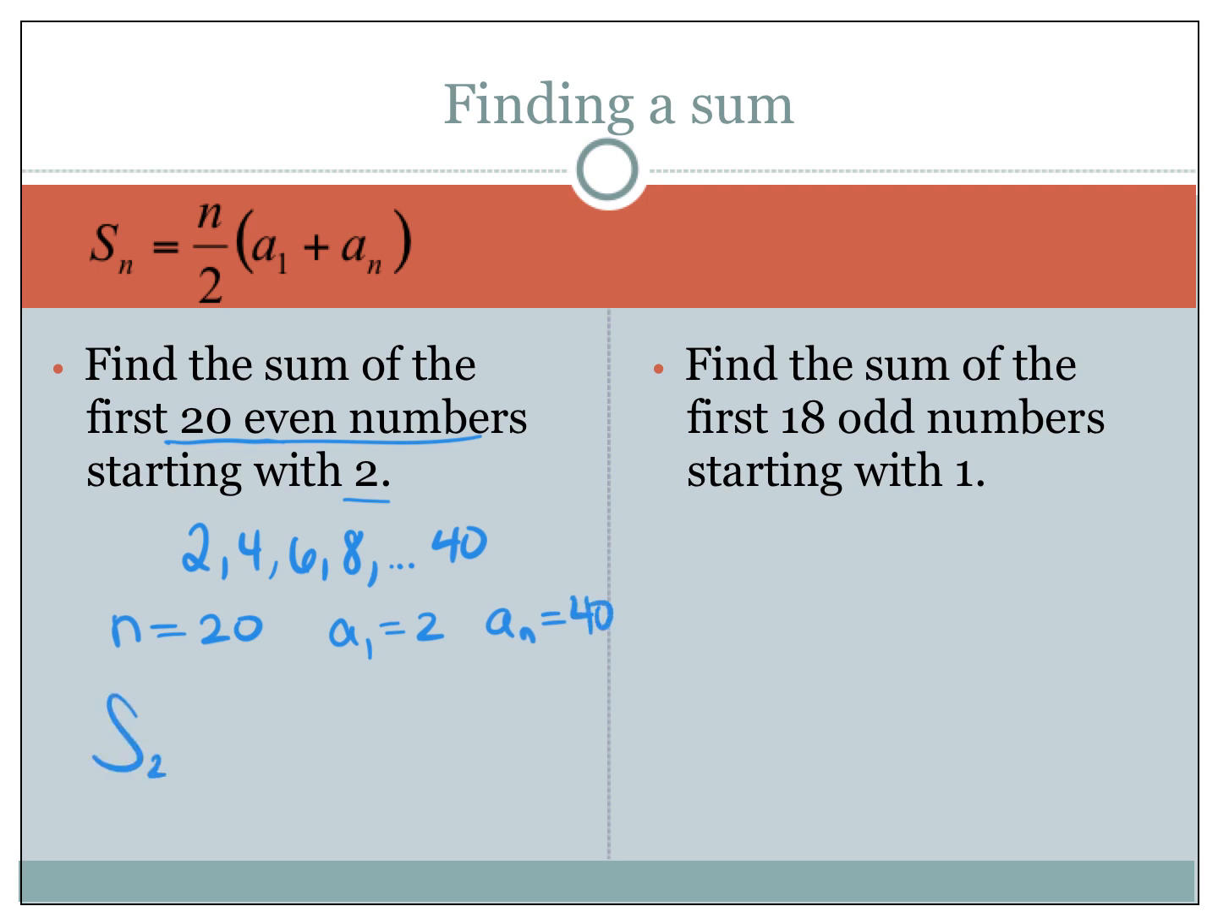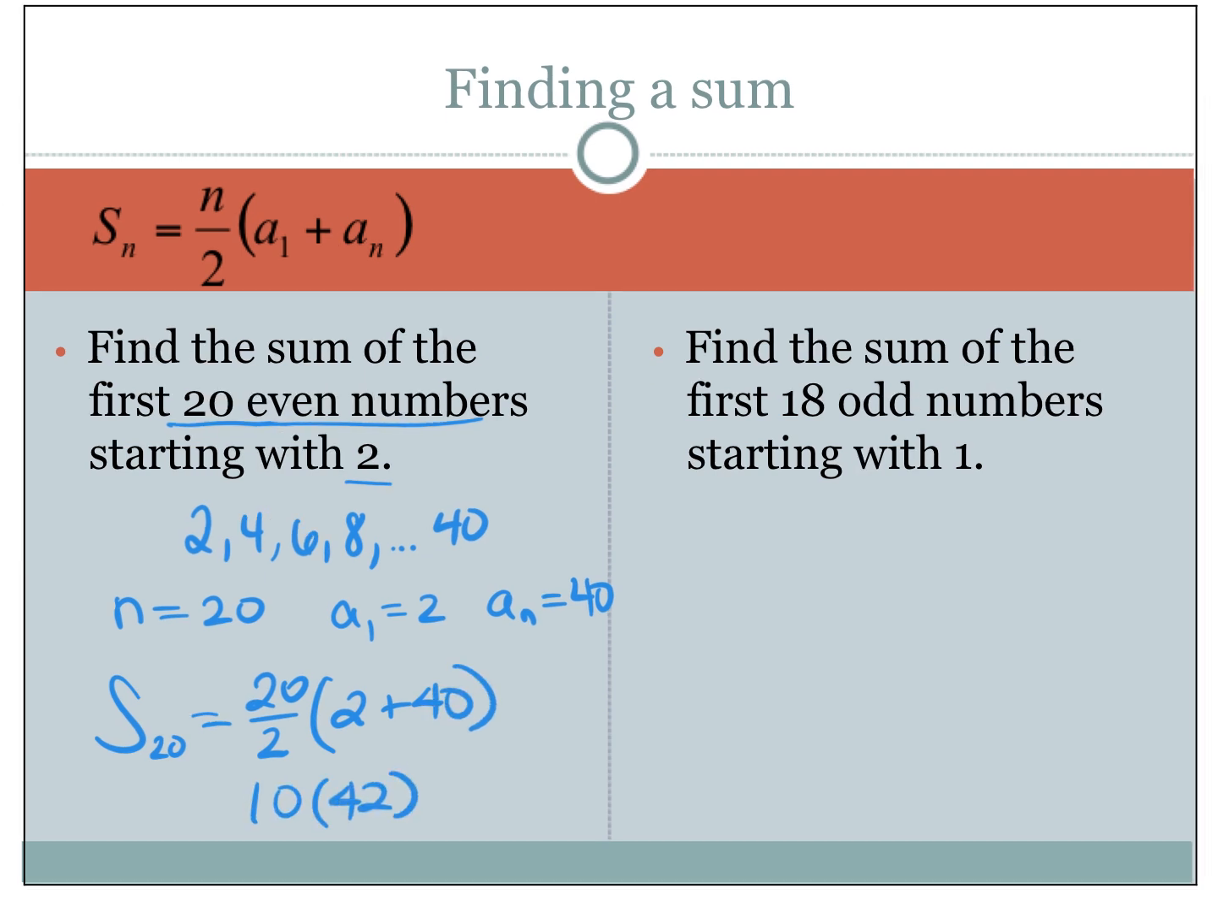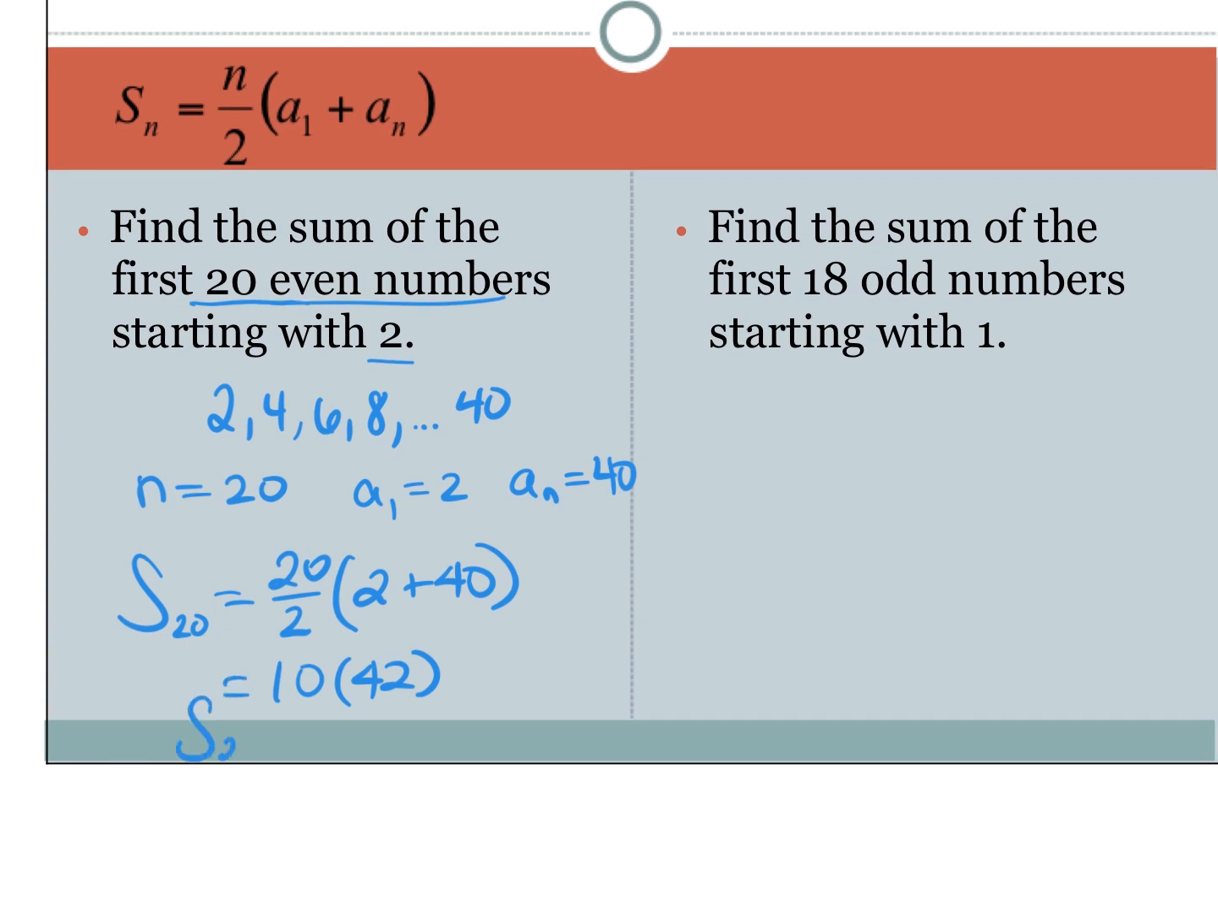And so the sum of the first 20 even numbers is 20 divided by 2 times 2 plus 40. So that's 10 times 42. The sum of the first 20 even numbers is 420.